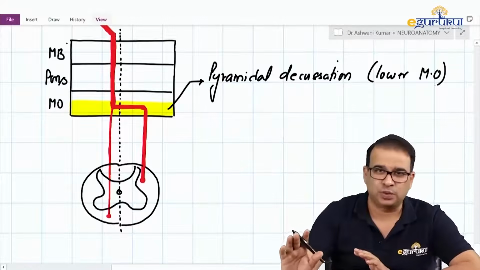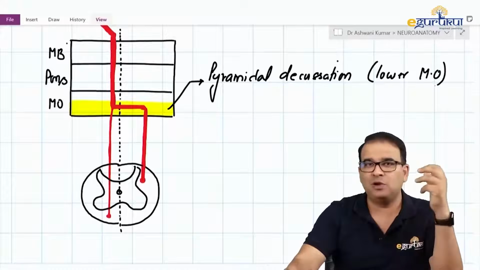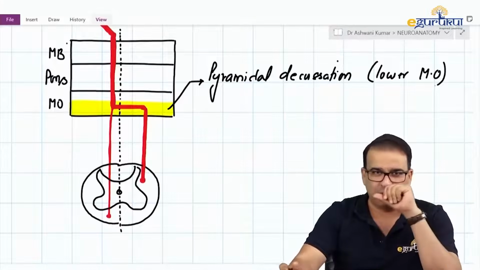That's one question. They've asked this question more than once. What is the level for pyramidal decussation? It's not enough to just say medulla oblongata. It is the lower part of medulla oblongata.